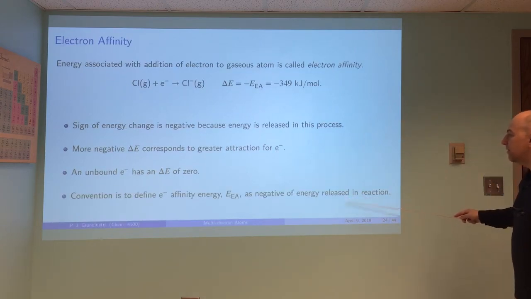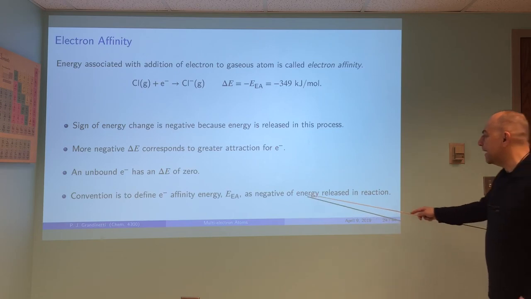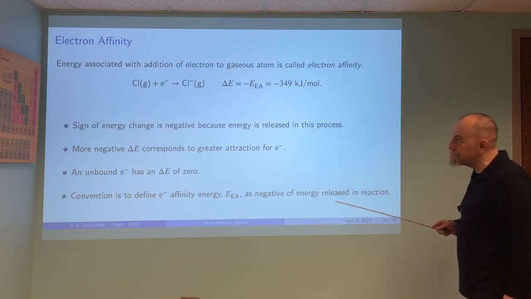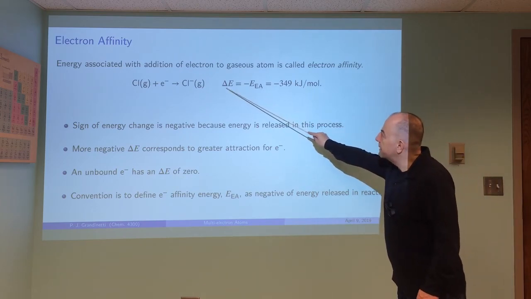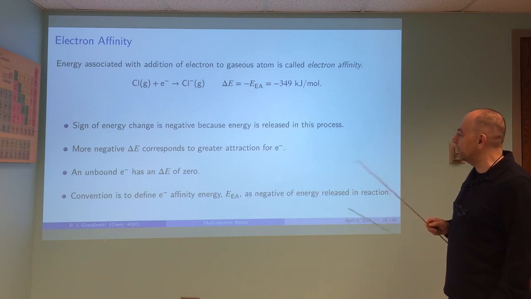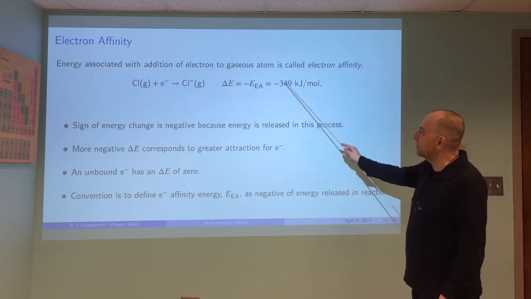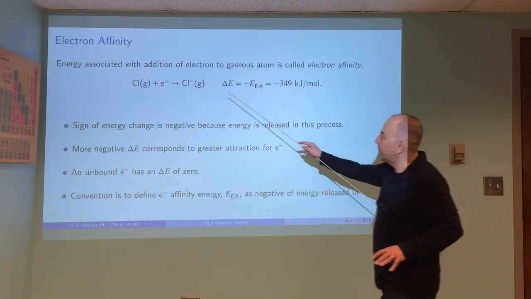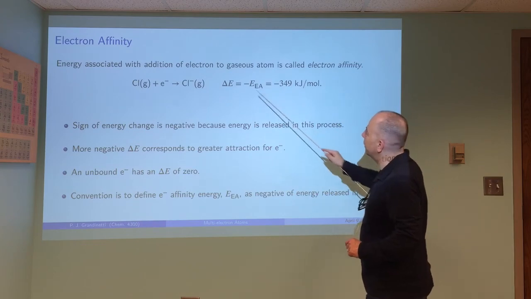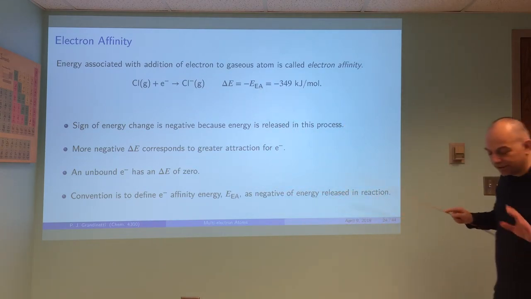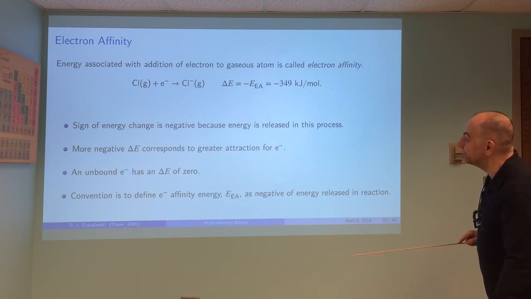So the convention is to define the affinity as the negative of the energy released in the reaction. Make sure you get your signs right here. The delta E for the reaction is the negative of the electron affinity. So if somebody tells you the electron affinity of this is 349, you say, wait a minute, that's positive. There's a convention here: for the reaction it's negative 349, but the reported value is the negative of that. Just a heads up on that one.